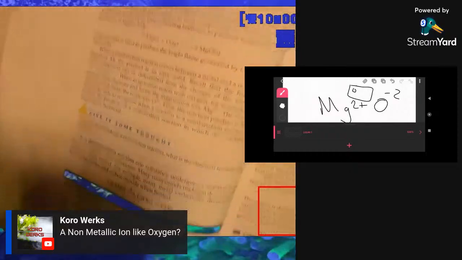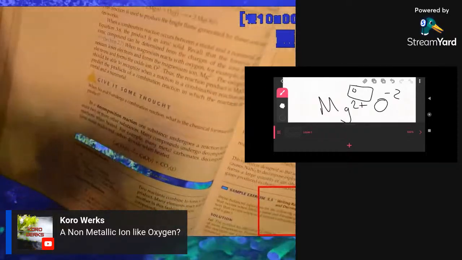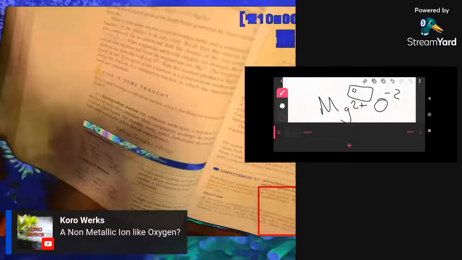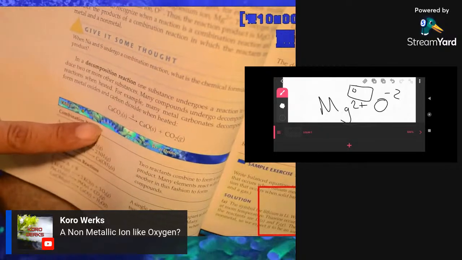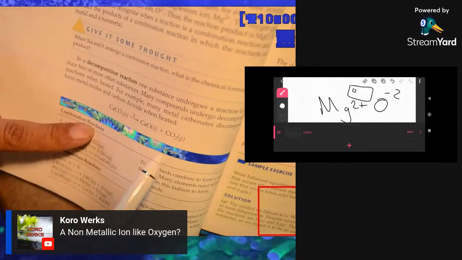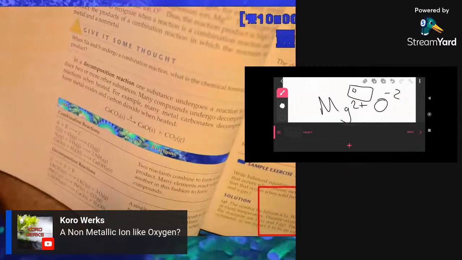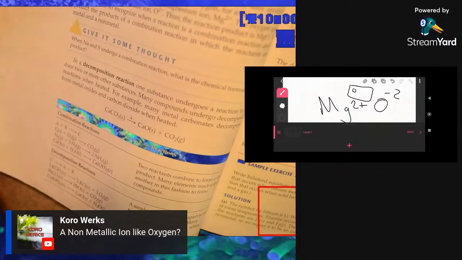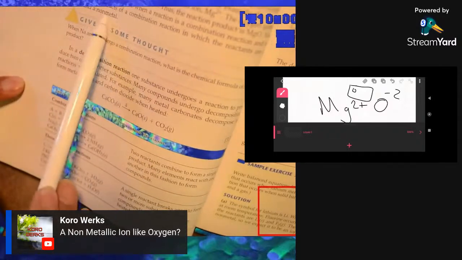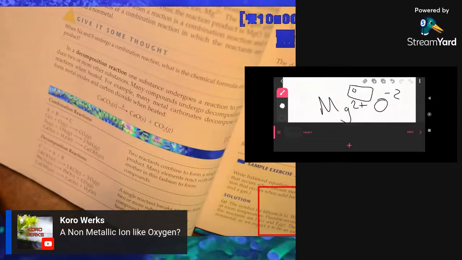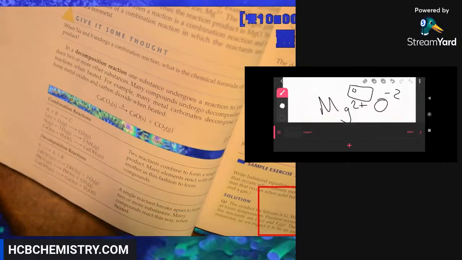Sorry guys, let me zoom out real quick. That's hella funny. Right here in my book, all it says is the title: combination and decomposition reactions. All right, so I finished reading up to right here. Sorry, I'm trying to look at my screen on the camera. All right, so give it some thought.